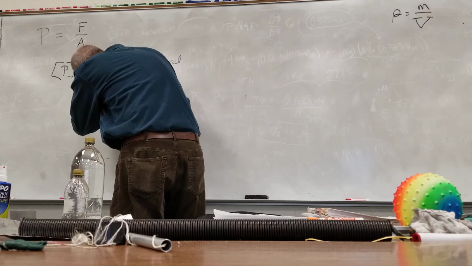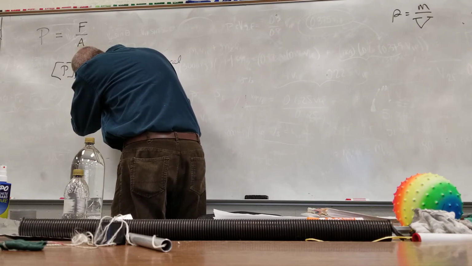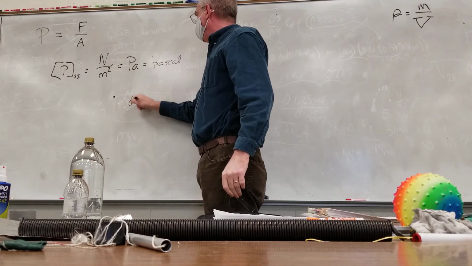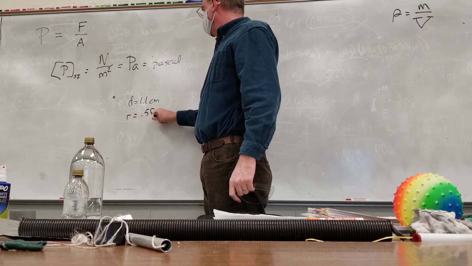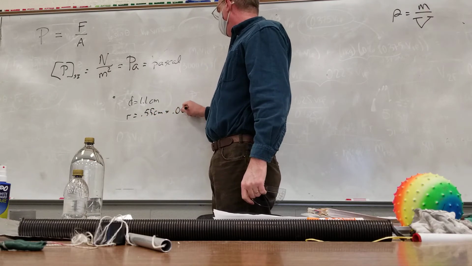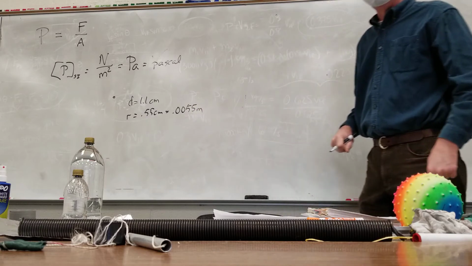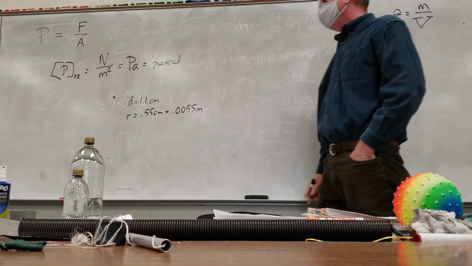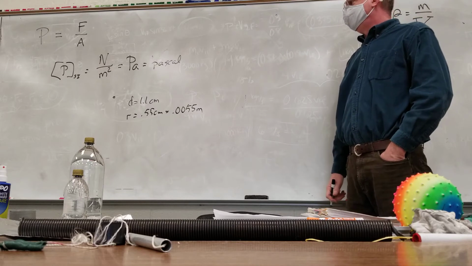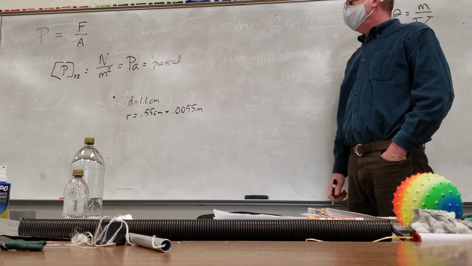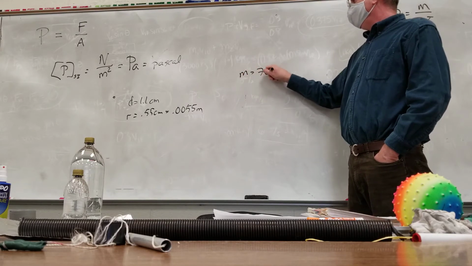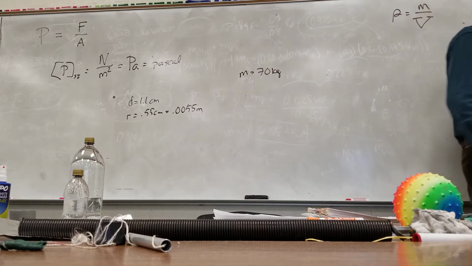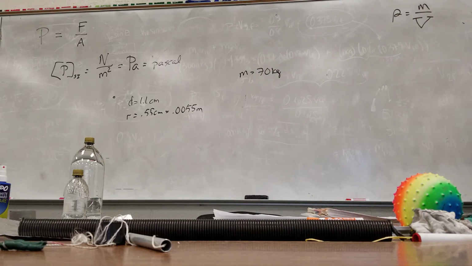My diameter, that's a crude approximation here, is about 1.1 centimeters, which puts my radius at 0.55 centimeters, which is 0.0055 meters. So we'll take an average person. The average adult in the US has a mass of somewhere around 70 kilograms.